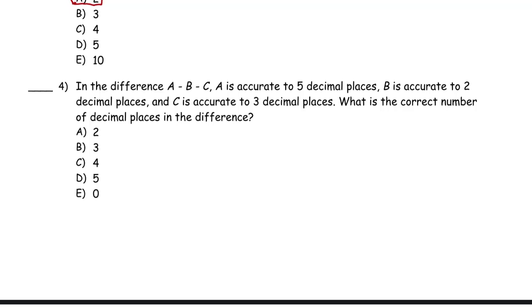The same rule applies in difference or subtraction. A minus B minus C: A is accurate to 5 decimal places, B is accurate to 2 decimal places, and C is accurate to 3 decimal places. What is the correct number of decimal places in the difference? The least decimal places here is 2, the least accurate. So the answer has 2 decimal places. Letter A.